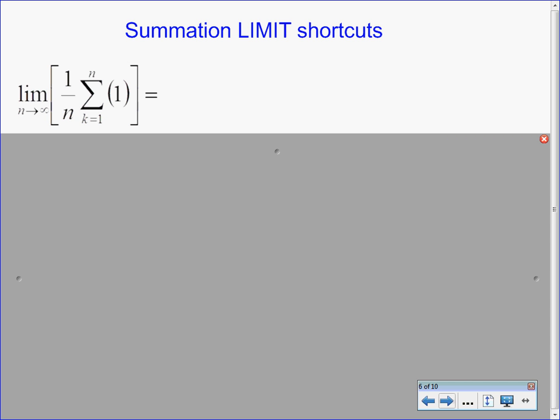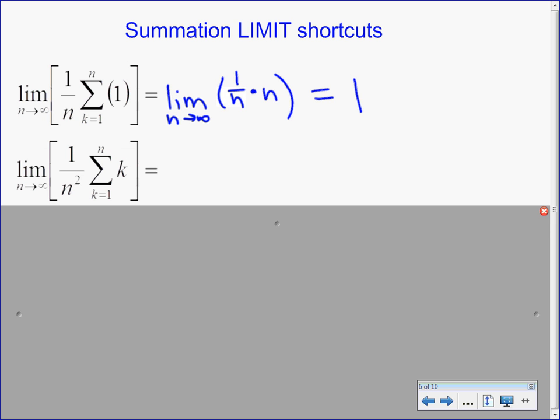Well, can we rewrite the summation from 1 to n of 1? What can we rewrite that as? We can rewrite it as n. We have a constant that we're adding up n different times. Okay. 1 over n times n is? What's the limit as n approaches infinity of 1? 1. Next one.